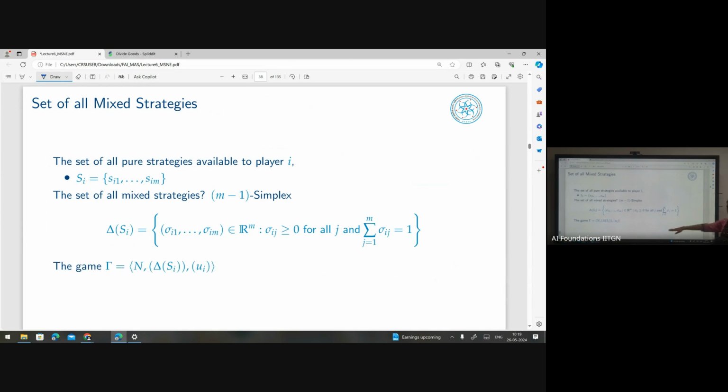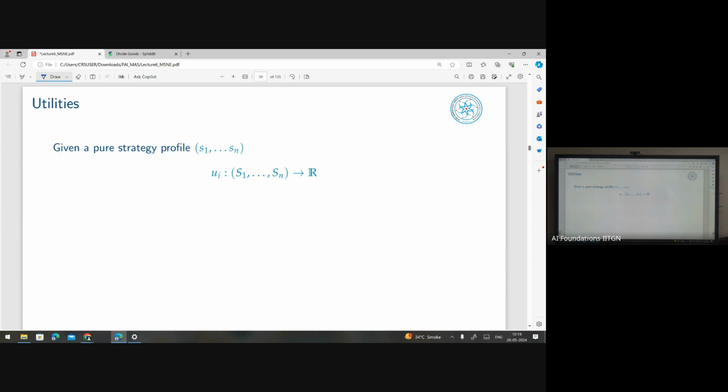And the game, therefore, now is: N is the number of agents, Delta Si for each agent i is the set of strategies that it can sample from, and then you have the utilities. Utilities have to be redefined slightly. In the pure strategy case, our utility was a mapping from the pure strategy profile to the real value. But now it's a mapping from a sample of the mixed strategy profile to the real value. So that's how your utilities are now defined.